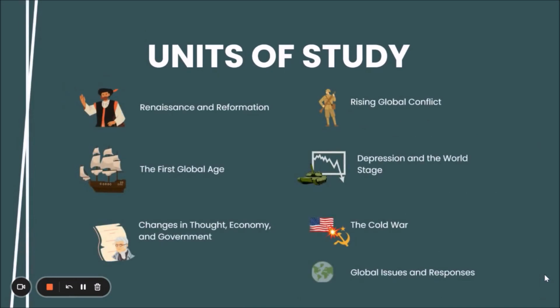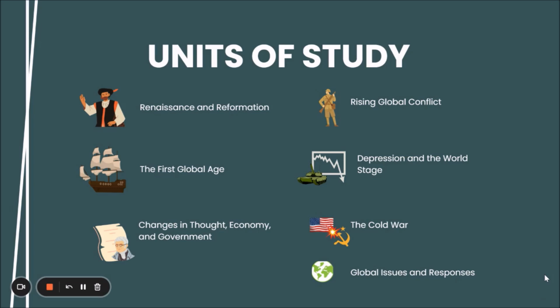There are 7 units in this course, which include a unit on Renaissance and Reformation, where students will study societal change and new developments in art, science, and architecture. They'll move to the next unit, the First Global Age, where they'll study the age of exploration and European expansion.